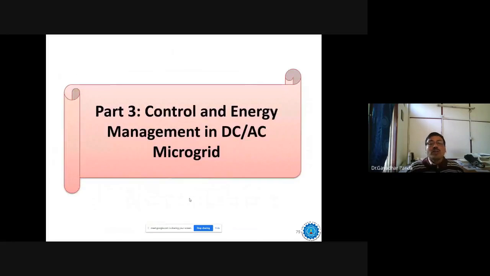Now we'll come to the last part, the control and energy management in AC DC microgrid system.